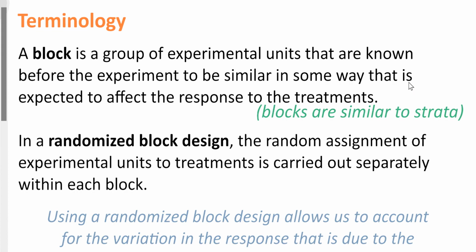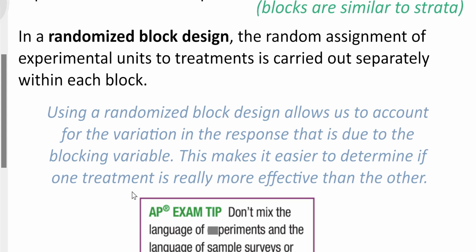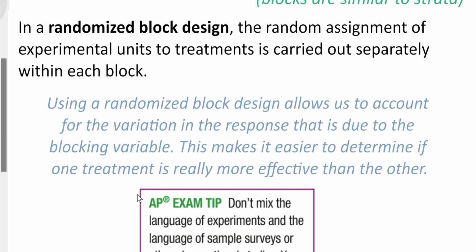So, some terminology. A block is a group of experimental units that are known before the experiment to be similar in some way that is expected to affect the response to the treatments. These are kind of similar to strata when we're dealing with surveys. However, this is not surveys, so let's not get those mixed up. In a randomized block design, the random assignment of experimental units to treatments is carried out separately within each block. Using a randomized block design allows us to account for variation in the response that is due to the blocking variable, something that we know.